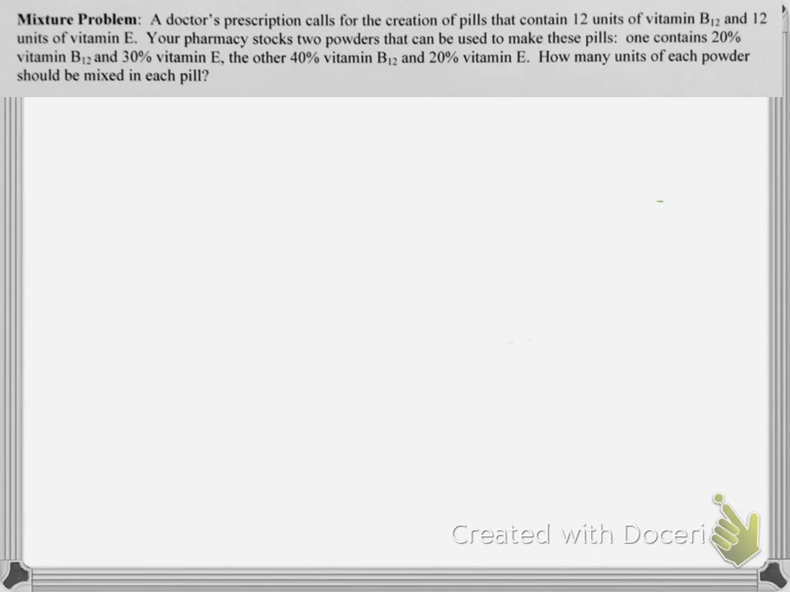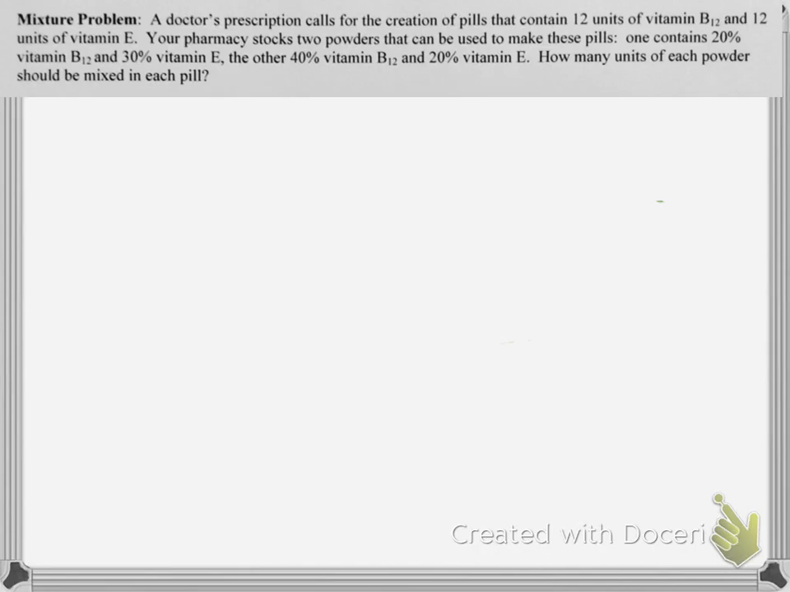A doctor's prescription calls for the creation of pills that contain 12 units of vitamin B12 and 12 units of vitamin E. The pharmacy stocks two powders that can be used to make these pills. The first powder contains 20% of vitamin B and 30% of vitamin E, and the second contains 40% of vitamin B and 20% vitamin E. How many units of each powder should be mixed in each pill?